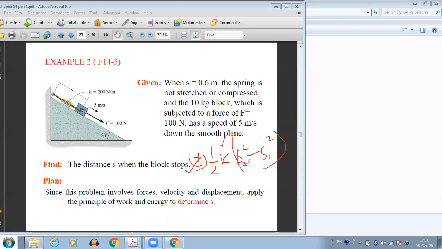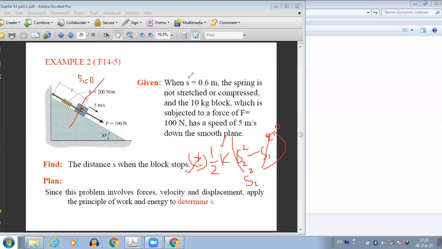K is known. Now we have to talk about S2 and S1. Since in the initial condition, when S is 0.6, the spring is not stretched and not compressed, S1 is actually 0. So what will be S2? Because we don't know the distance, we can just keep it as S2, and when we solve it, we're going to find S2.